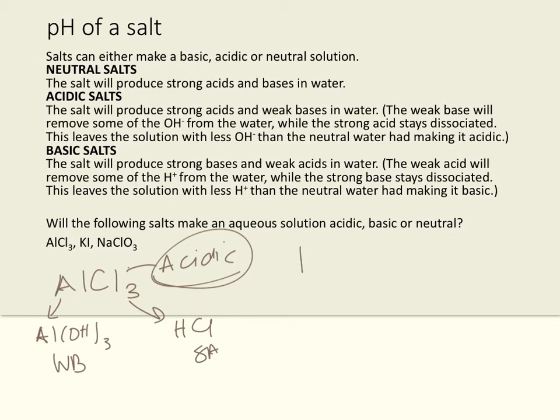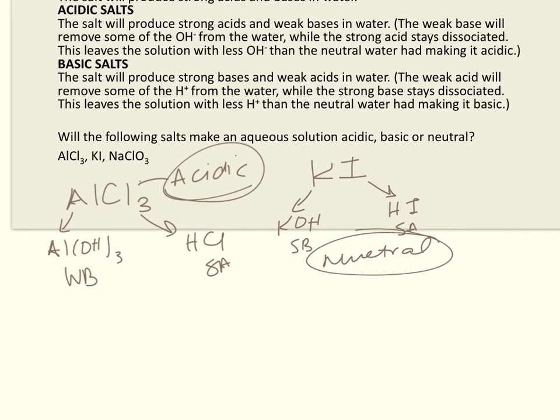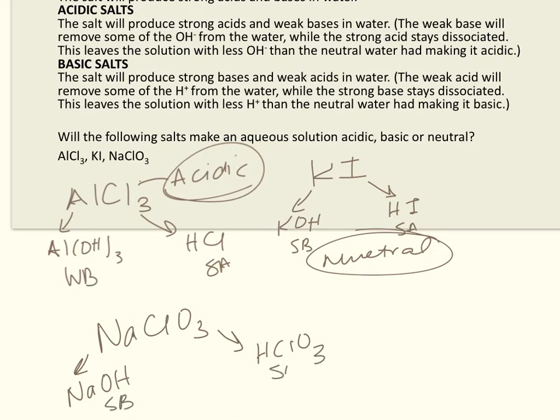KI. We would make KOH and HI. And so this is a strong base, and this is a strong acid, and so this would be neutral. NaOH and HClO3. All right, so this is going to be a strong base and a strong acid, and so this one is going to be neutral as well.